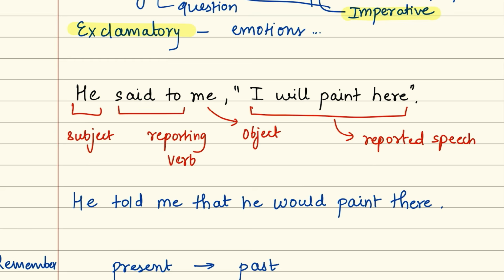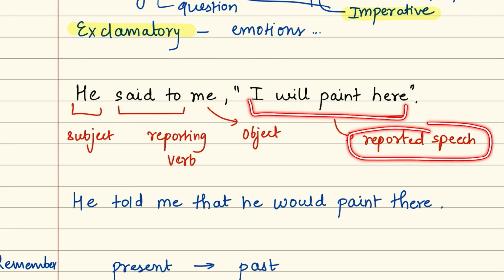Okay. So this is a very basic sentence, and I'll tell you what it is denoted like. He said to me, I will paint here. He is the subject here. Said to is the reporting verb. Me is the object. I will paint here is the reported speech.